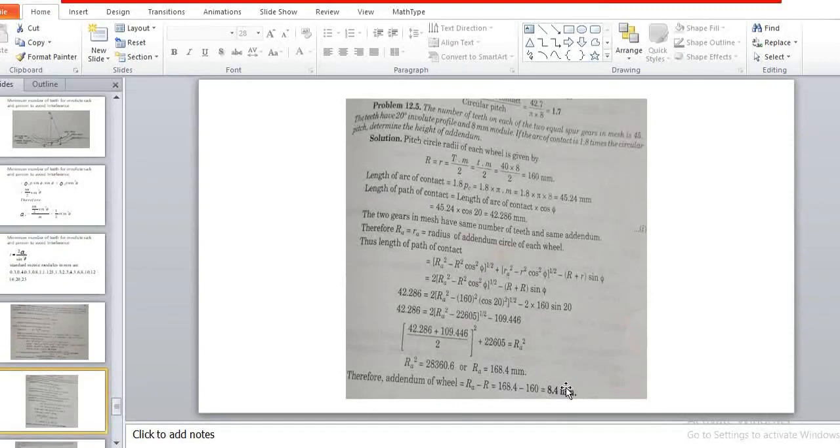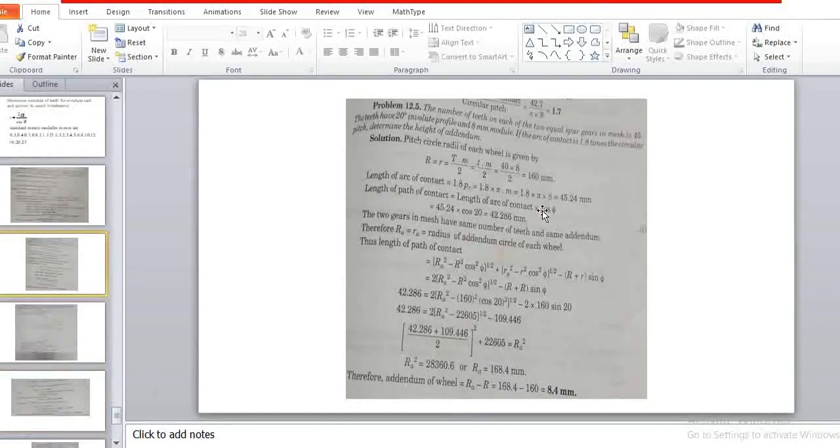So both the examples are similar to each other. These are based on the path of contact, length of arc of contact, and pitch circle radius, using the module and number of teeth of the particular gear. Just by simplifying, we can find the addendum values or the length of path of contact as per the asked quantity. So these are the examples based on this.